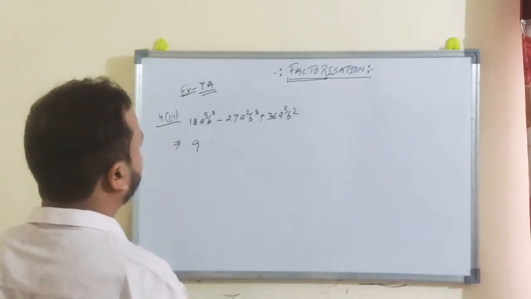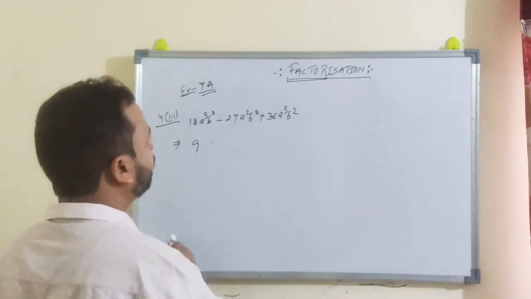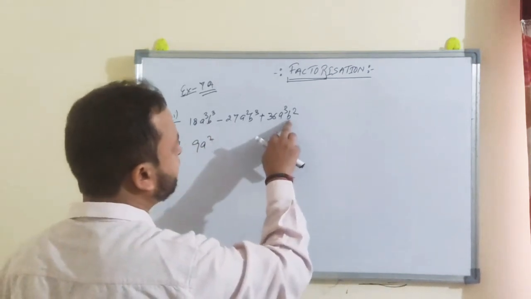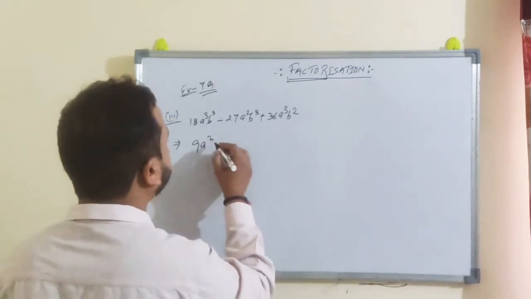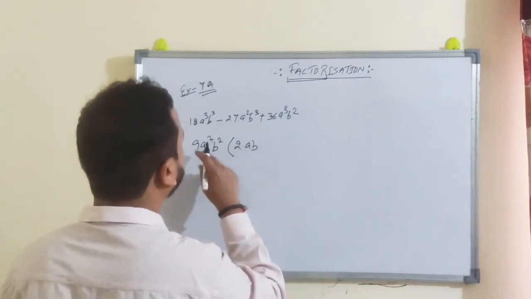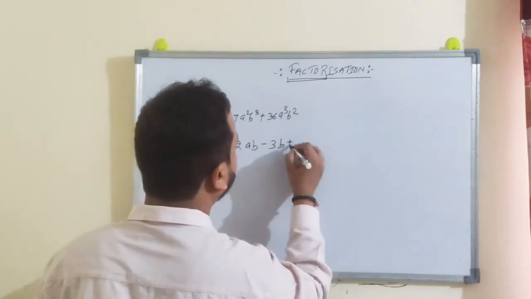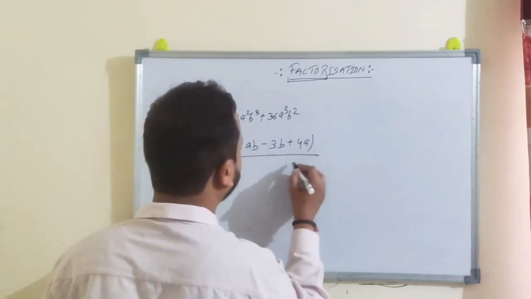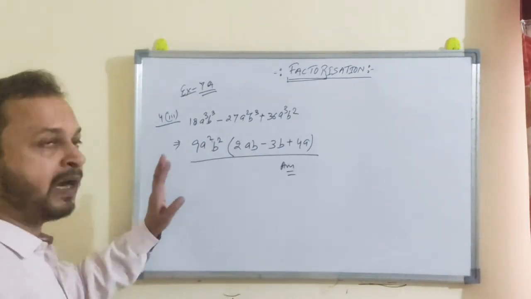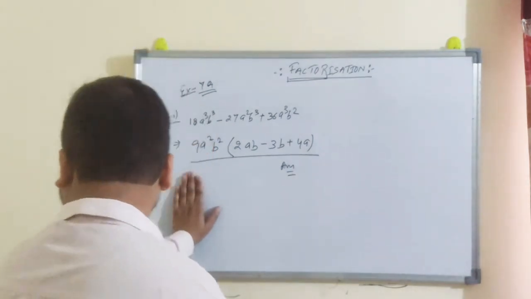And then, what is the less power of a? A is square, a cube, so you can take a square common. Now, here the less power of b is b square, you can take b square common. So you are left with 2ab minus 3b plus 4a. This is your answer. Right? So this way you have to practice it. And if you practice it, you can simply do this. Right?